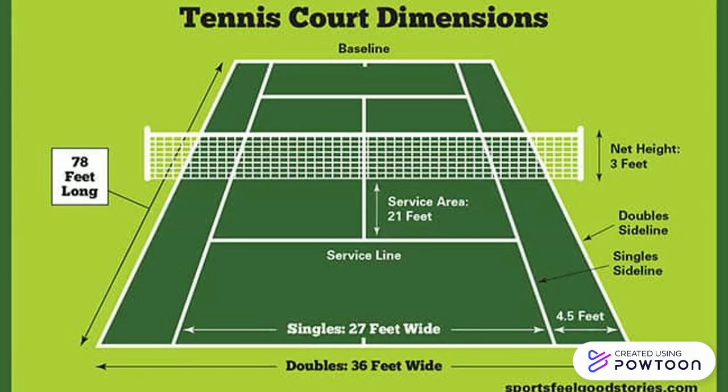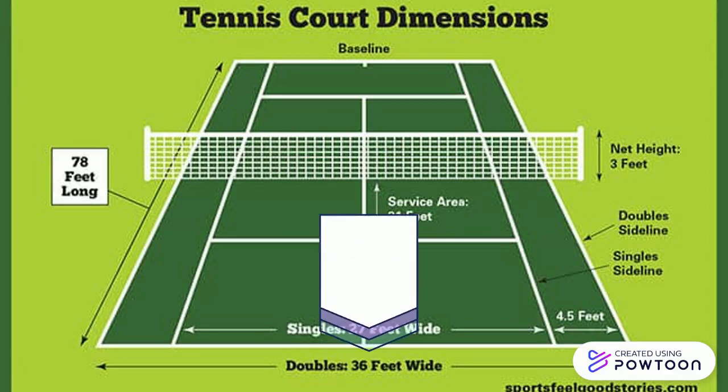Next we have the service boxes. This is where you would aim your serves depending on where you're serving. More on that later. And finally, the baseline. This is sort of like the line between the out zone and the in zone of the court, and it's true for both singles and doubles.